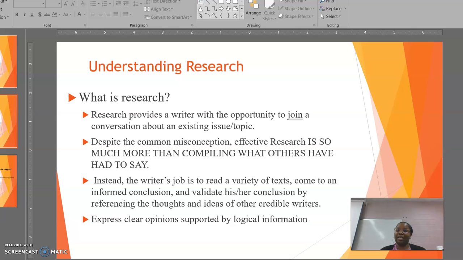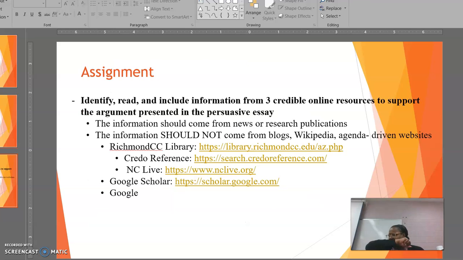So for the first essay, the persuasive essay, what I wanted you to do was to just write based on what you already had in your brain, the ideas that you already had about whatever topic you wanted to choose. From that, your goal is to add the research so that you are joining a conversation and not simply parroting what other people online have already said. Specifically, what I'm asking you to do is to identify, read, and include information from 3 credible online resources to support the argument that you've already presented in your persuasive essay.